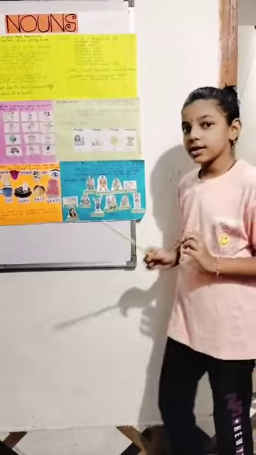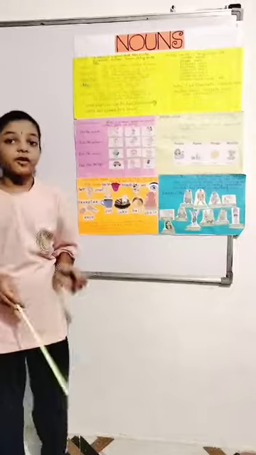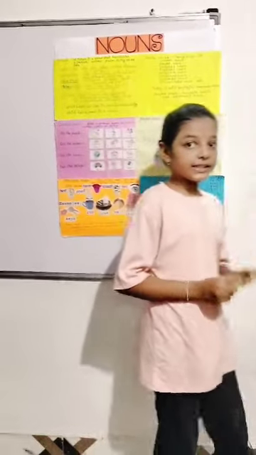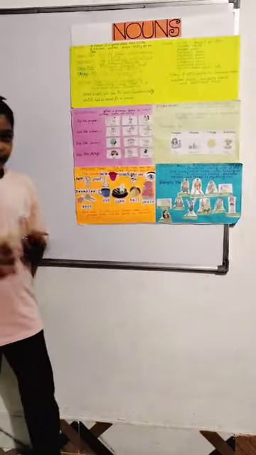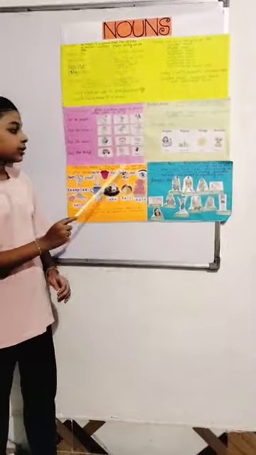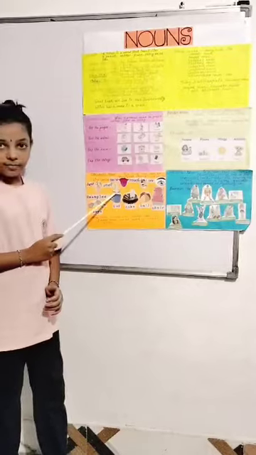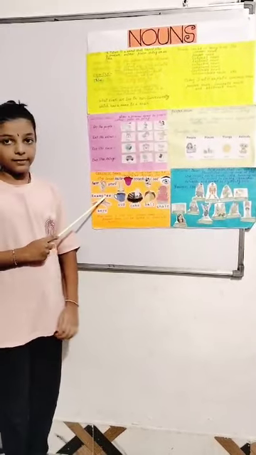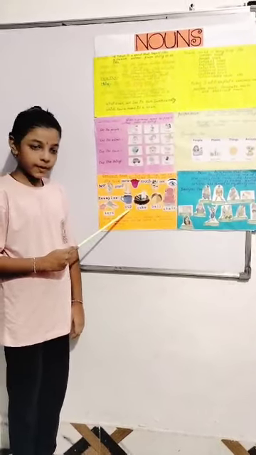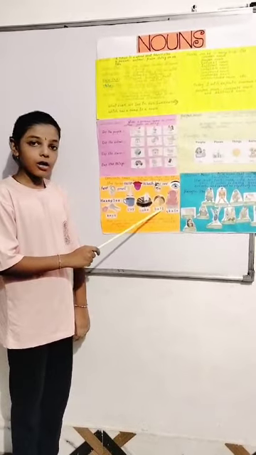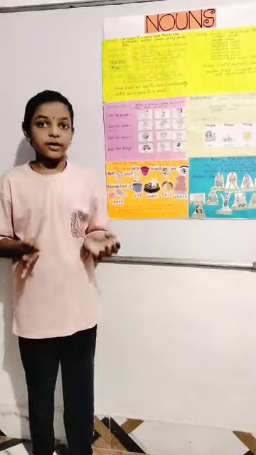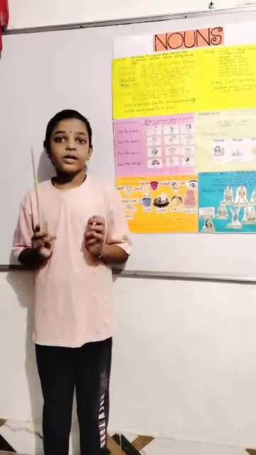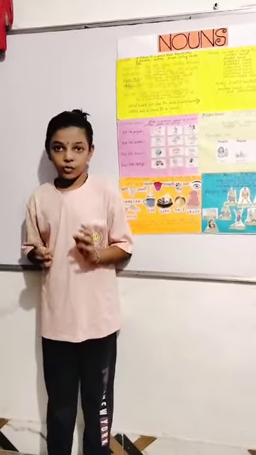Let's come to concrete noun. Concrete noun. Concrete noun is a noun that can be identified through one of the five senses. Taste, touch, see, hear, or smell. Examples like cup, cake, ball, chair, keys. However, in some cases, common noun and proper noun can be called as concrete noun.